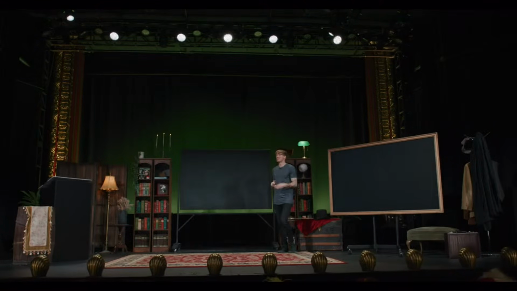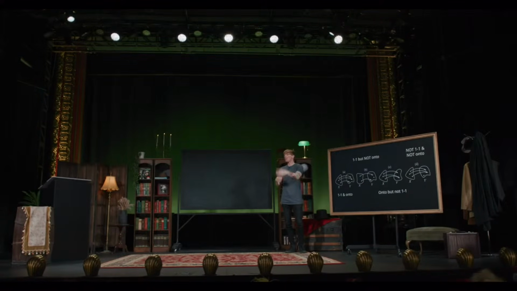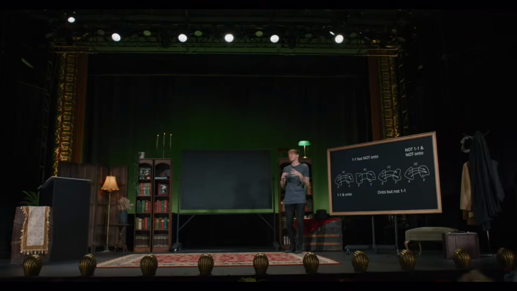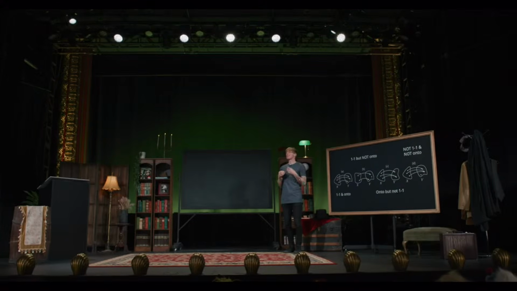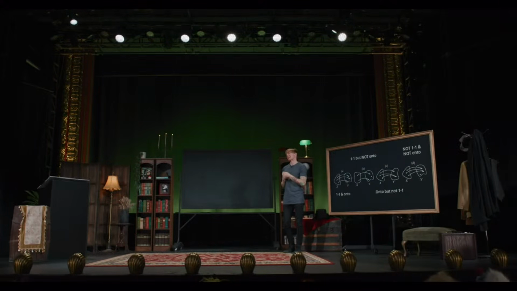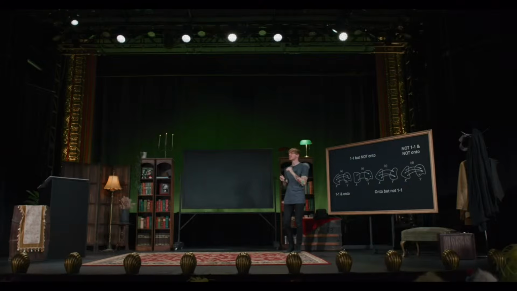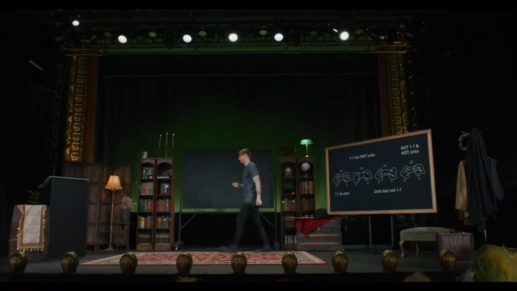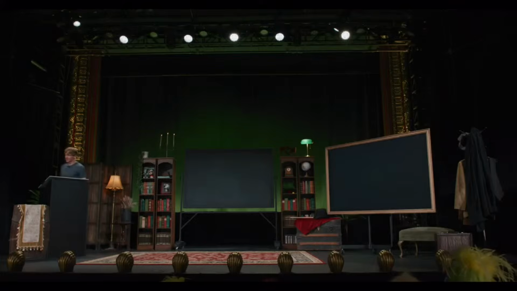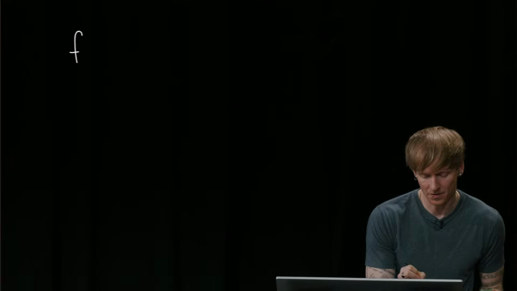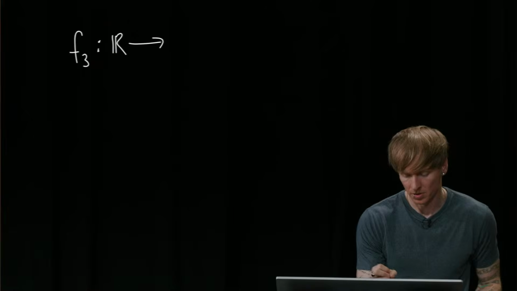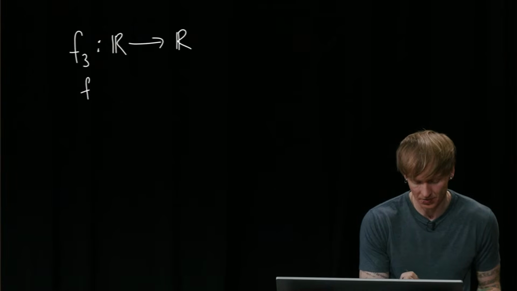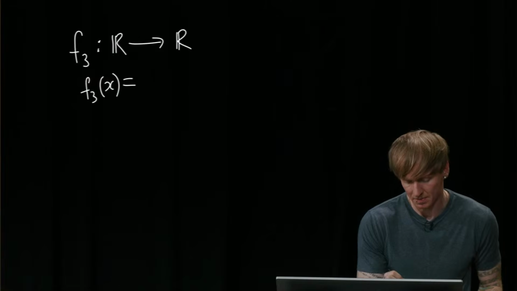So now we have a formal definition of an inverse. Let's go back and fix that earlier example where we were unsure about how to define the square root. Heading back over to our surface, the function that we were looking at, f3, is going to map from the reals to the reals, and we said that f3 of x was given by x squared.